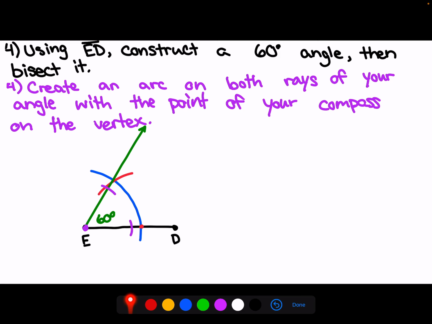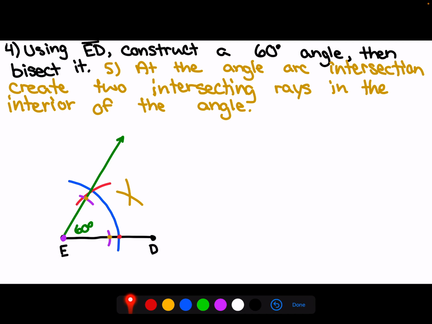Once you have these 2 arcs, you're going to place the point of your compass on one of these purple arcs that we just drew. And without changing the distance of your compass, you're now going to create an arc in the middle of your angle. You'll do that same exact thing with your other intersecting arcs, so you have a pair of intersecting arcs inside of your angle.